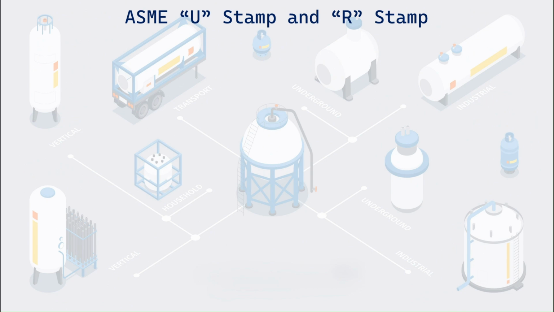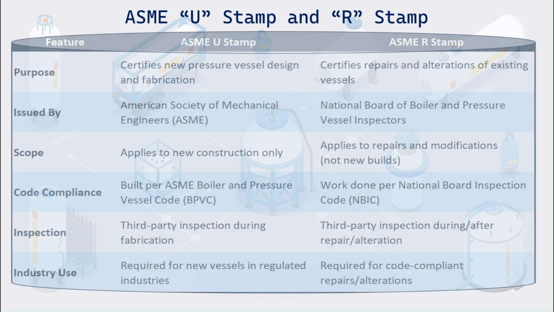The U stamp is for manufacturers certifying that new vessels meet ASME standards. The R stamp is for organizations authorized to repair or alter existing ASME stamped vessels to code. A vessel may have both if it was built new, U stamp, and later repaired or altered, R stamp. Here in the table, the basic differences can be seen.